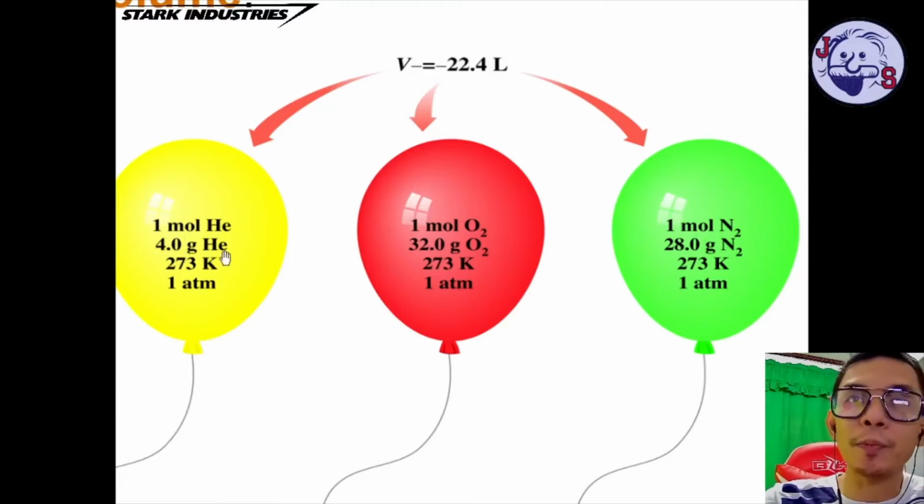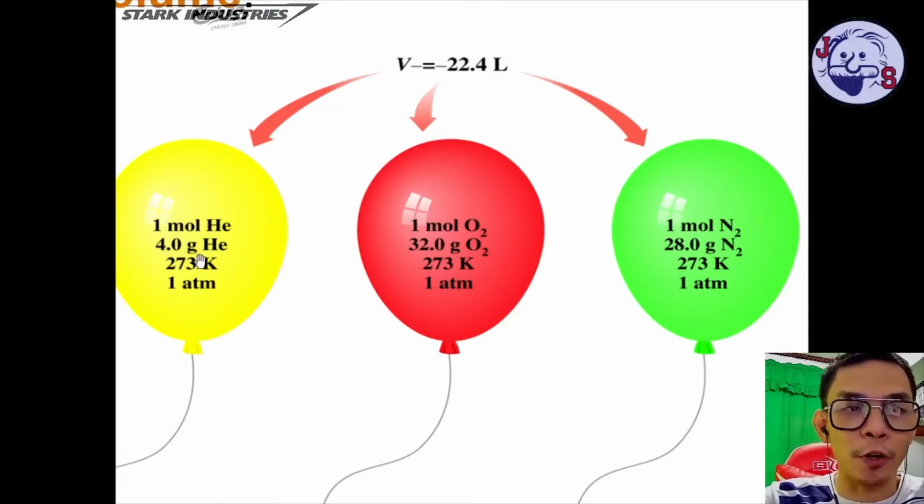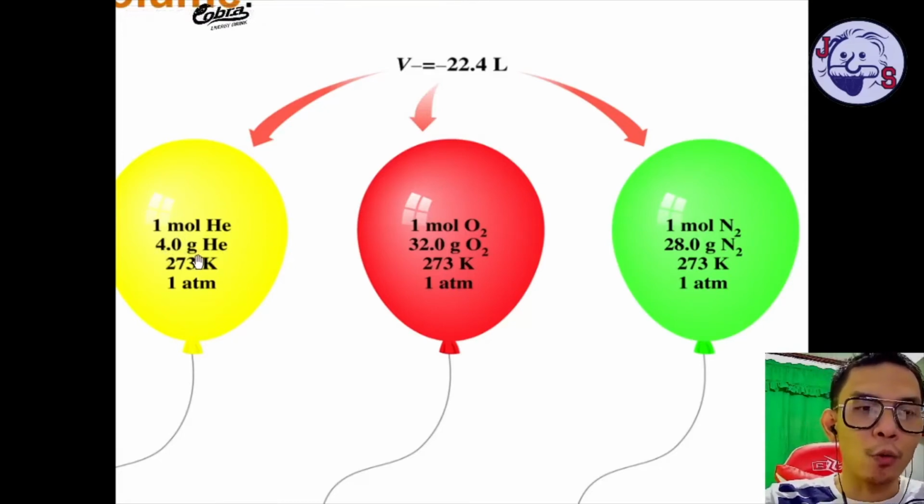Now, the molar mass of helium is 4 grams. So where is this 4 gram coming from? It came from the atomic mass of helium.